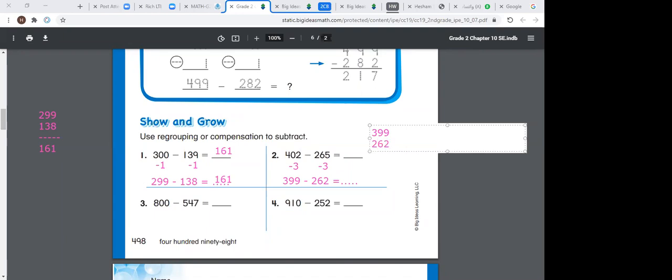Okay. 9 minus 2 equals what number? 9 minus 2 equals 7. Very good. And 9 minus 6 equals 3. Very good. And 3 minus 2 equals 1. So the answer is 137.